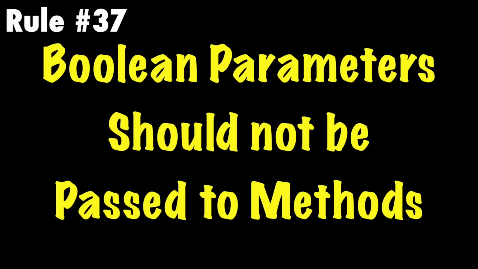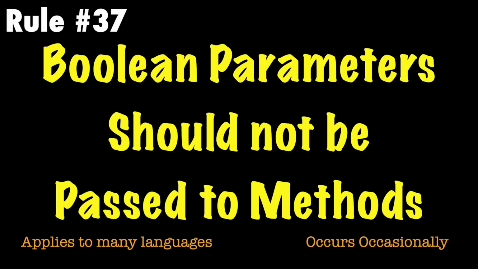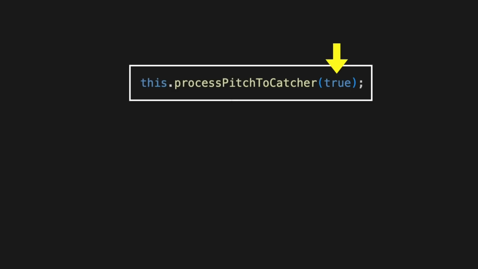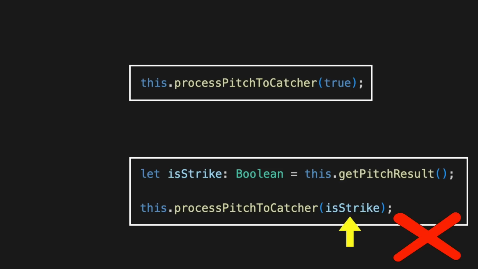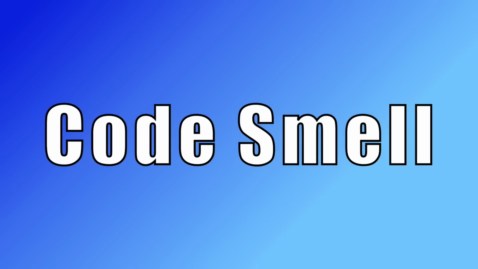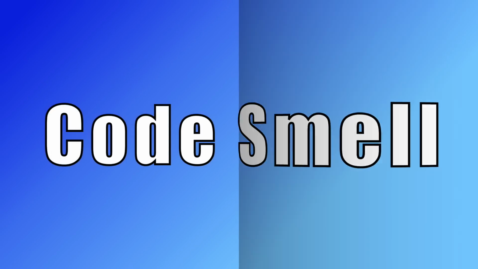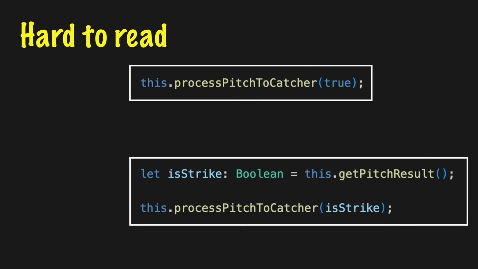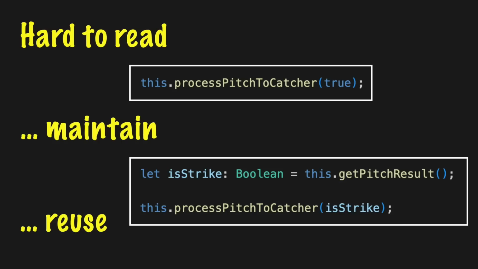In this lesson, we will review Coach Joe Rule number 37, which states, Boolean parameters should not be passed to methods. Not the keywords true or false, not a variable with a Boolean data type. It turns out that it's an indication of poorly designed code, or a code smell. In most cases, it makes the code hard to read, hard to maintain, and restricts reusability.